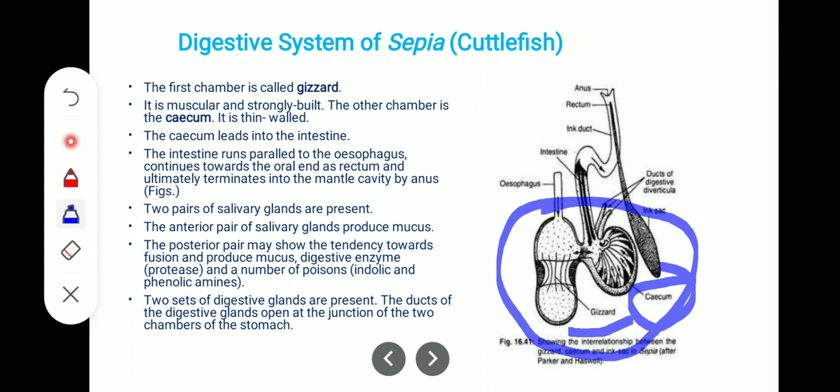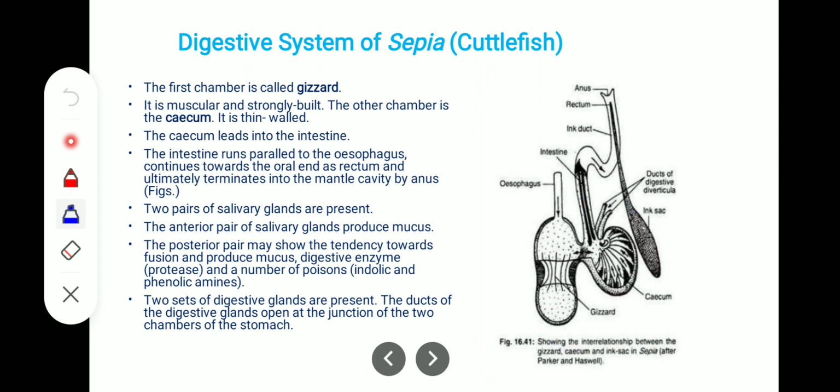The first chamber of the stomach is called the gizzard. It is muscular and strongly built. The other chamber is called the cecum and it is thin walled. The cecum leads into the intestine. That means the next part of the digestive system is the intestine. The intestine runs parallel to the esophagus, continues towards the oral end as the rectum and ultimately terminates into the mantle cavity by the anus.